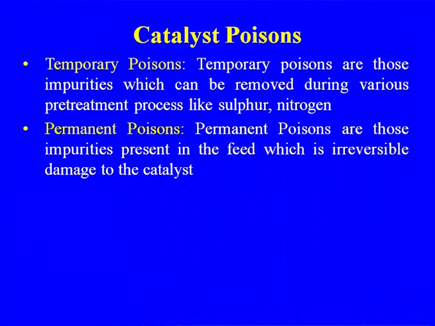Now let us discuss two slides on catalyst poisons, because catalyst poisoning affects the whole working of any reaction system. In case of naphtha, we have two types of catalyst poisons, and in any reaction we have these two types. One is temporary poisons, those impurities which can be removed during the various pretreatment processes, like sulfur, nitrogen, and some of the metals. Metal removal is also taking place. Permanent poisons are those impurities present in the feed which cause irreversible damage to the catalyst. That is the reason why maximum removal of the metals has to be done.